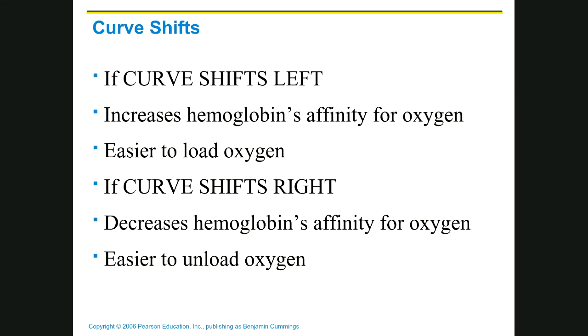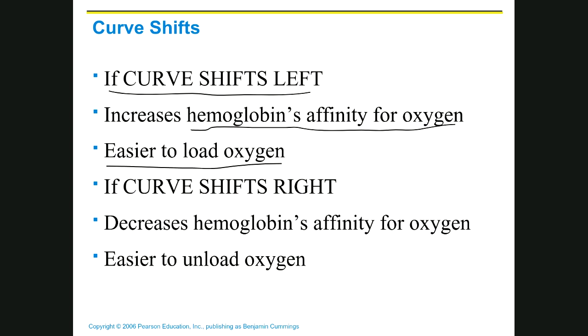So, if the curve shifts to the left, hemoglobin is going to increase its affinity for oxygen. It likes it more. It's going to grab it faster, so it's easier to load. But if the curve shifts to the right, hemoglobin's affinity for oxygen goes down. It does not like it as much. And so it makes it easier for it to come off, easier to unload oxygen.